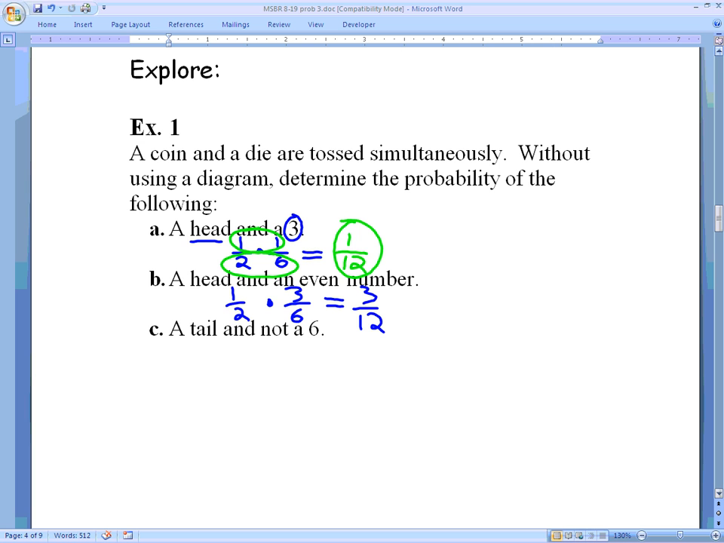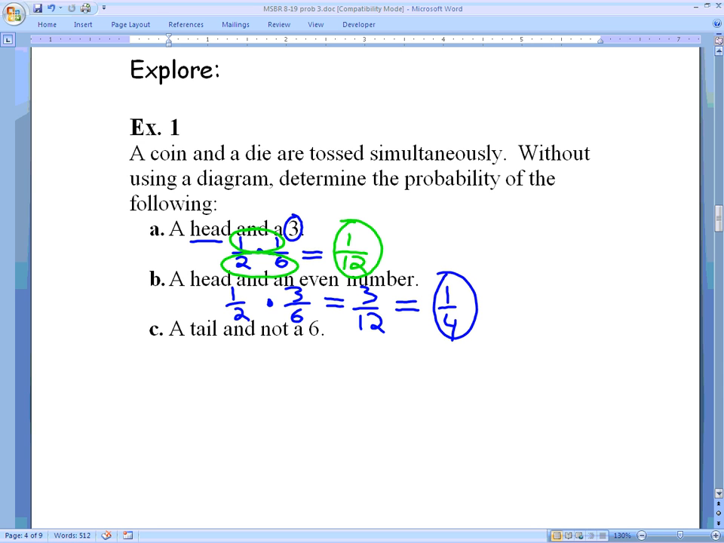Now you can leave your answer that way. You can turn it to a decimal. You can reduce it. If we reduce it, we see that both the numerator and the denominator are divisible by 3, which becomes 1/4. So 1 out of every 4 trials should theoretically end up with a head and an even number. Still less likely to occur than half the time.